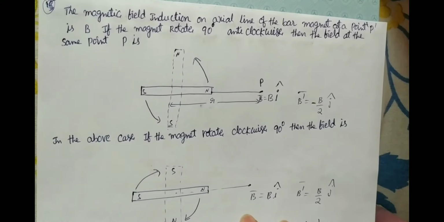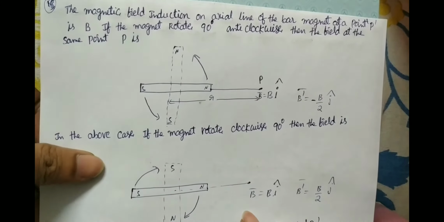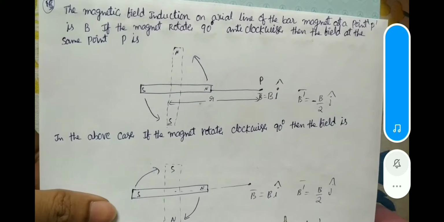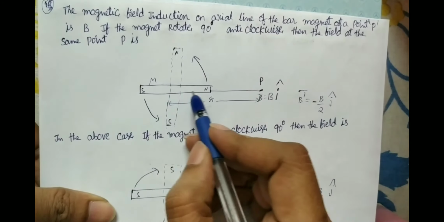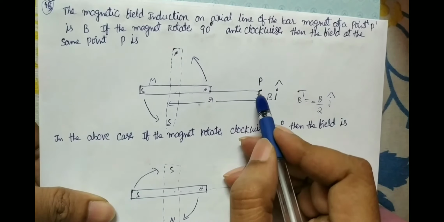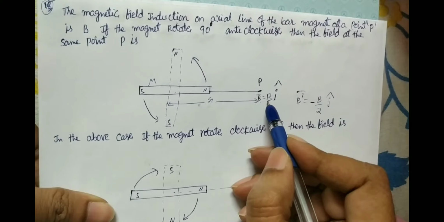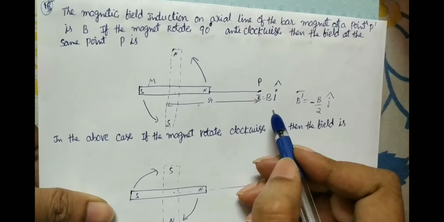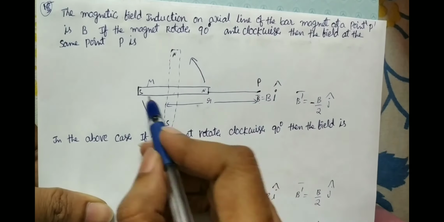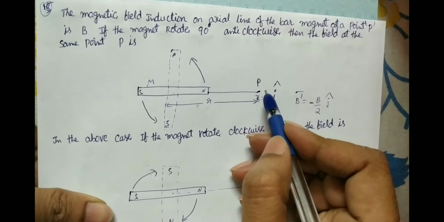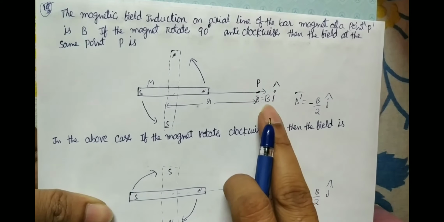See some applications of magnetic field induction on the axial line and equatorial line. For example, you can take a bar magnet with magnetic moment m, and at a particular distance r from the center at a point P, the magnetic field induction B is equal to B î. Why? Because the field on the axial line acts in the direction of the magnetic moment, from south to north, so it also acts like this. This is the x-axis, that's why we can write B î.